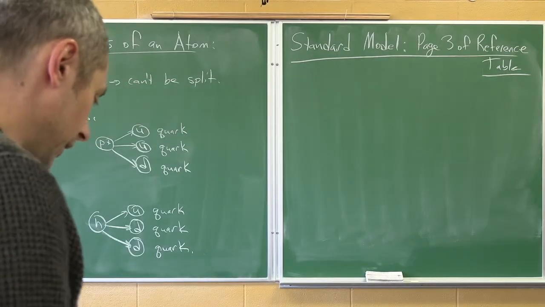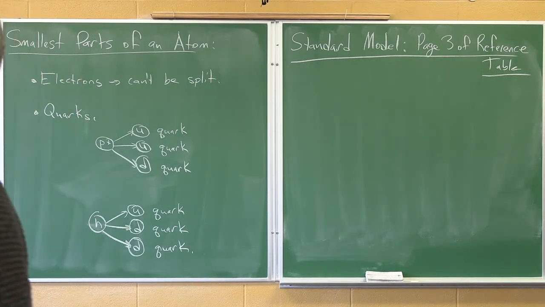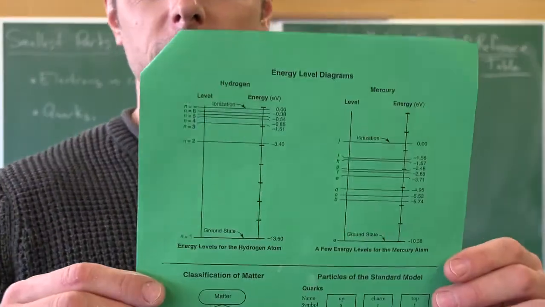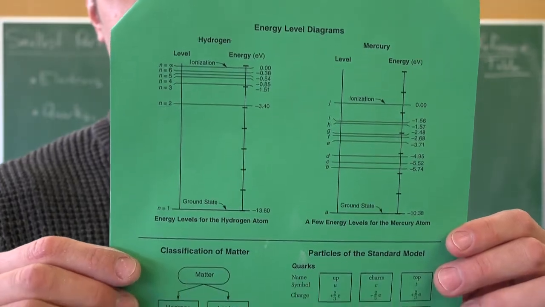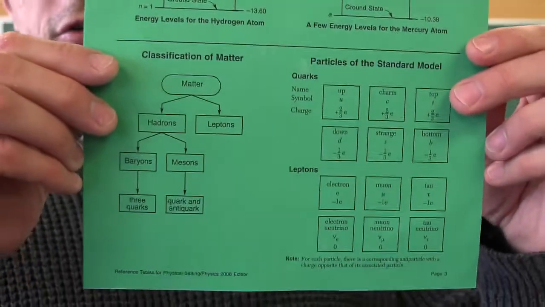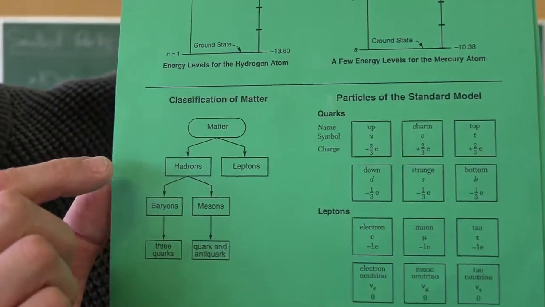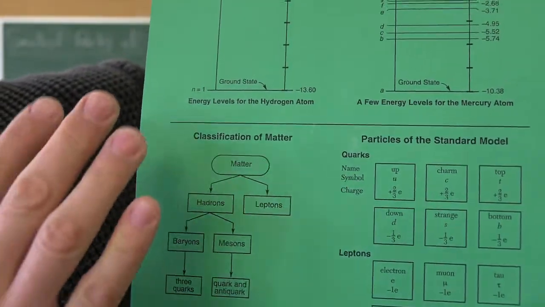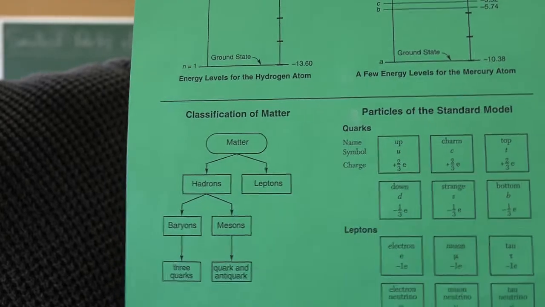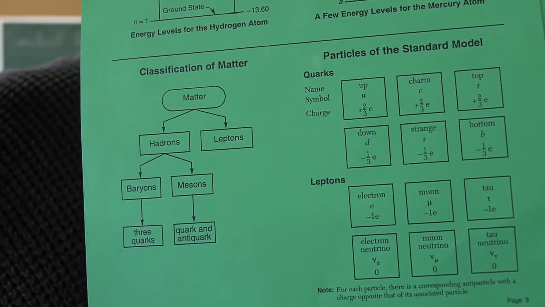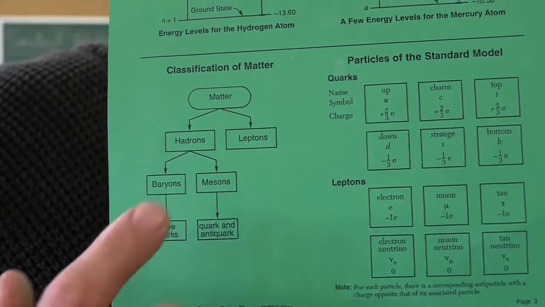Well, as I said, biology has one for life, but physics has one for the particles of the universe. So remember this page with the energy level diagrams? Below that, you can see the classification of matter. That's kind of like that tree that I just mentioned. By the way, this isn't complete. There's more to this, but this is the part that's included in the Regents curriculum. So we've got matter.